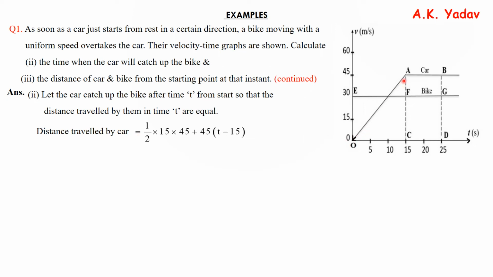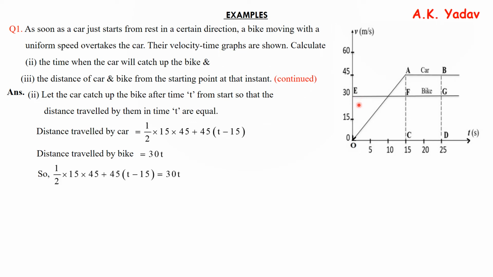That is equal to the area of this triangle, that is half into 15 into 45, plus 45 into t minus 15, because till 15 seconds the car wasn't able to catch the bike. It is only after 15 seconds. That's why we have taken t minus 15. Now what is the distance traveled by the bike? That is equal to 30 into t, because its velocity is constant.